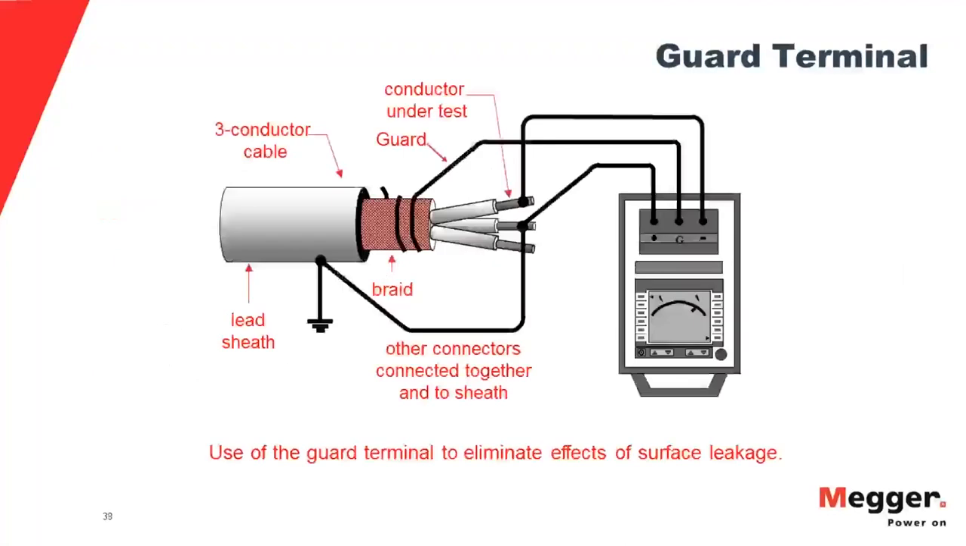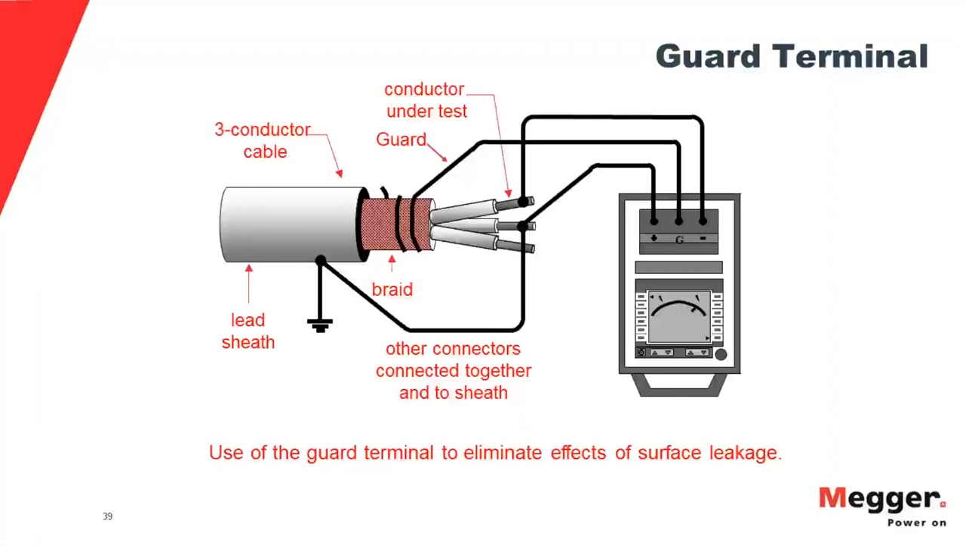And here's a good example of a guard terminal application on a cable termination. Note that one phase has been connected to the positive terminal. The other phases and the braid have been connected to the return.